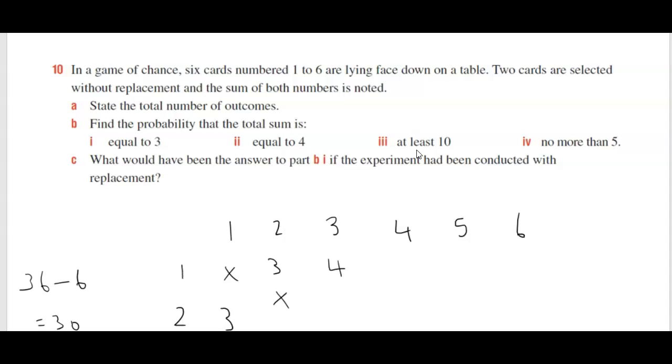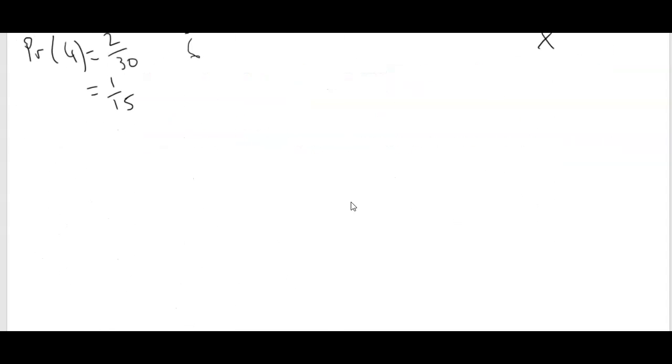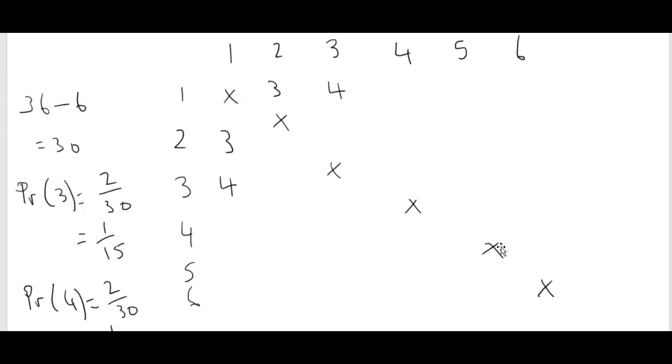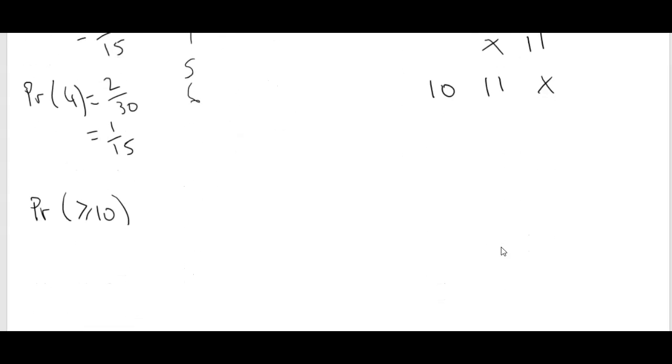All right, the next question, at least 10. So the probability, we want it greater than or equal to 10. So we're kind of looking down here now. When you think about it, we can have 5 and 6, which gives you 11, and it's symmetrical, so we can do both at the same time. And then we've got 4 and 6, so 10 and 10. So we've got 4 out of 30, which simplifies to 2 over 15.